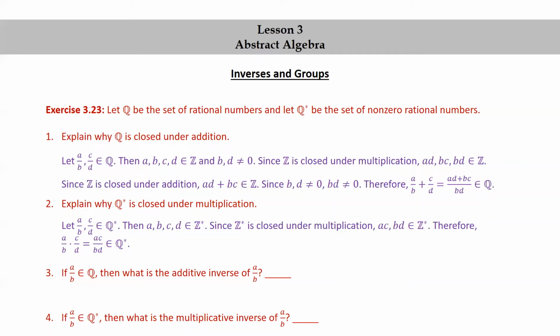Okay, third one. If A over B is in Q, then what is the additive inverse of A over B? It's negative A over B. And for number 4, if A over B is in Q star, what is the multiplicative inverse of A over B? That's B over A.